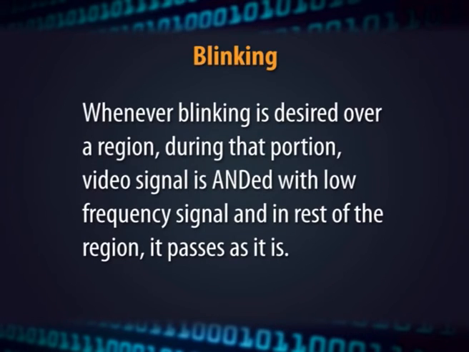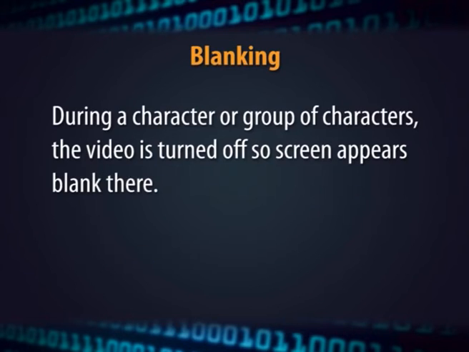Whenever blinking is desired over a region, during that portion the video signal is ANDed with a low frequency signal, and in the rest of the region it passes as it is. 4. Blanking. During a character or group of characters, the video is turned off, so the screen appears blank there. This is done by ANDing video bits with 0 over that region.